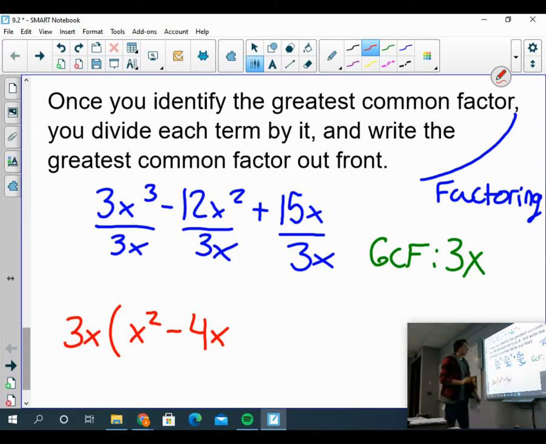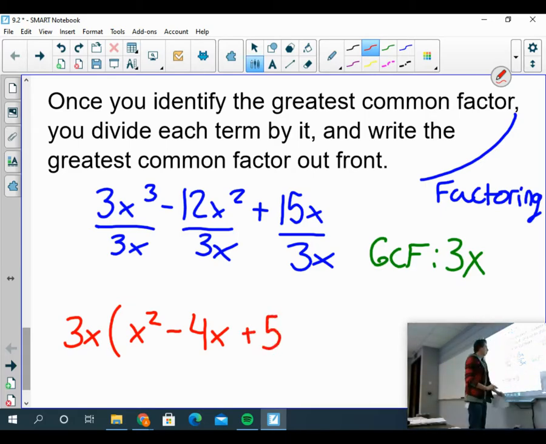15x divided by 3x, the coefficient will be 5. And again, x to the first power divided by x to the first power, subtract the exponents, I get 1 minus 1, which is 0. X to the 0 power is just 1. 1 times 5 would just be 5.